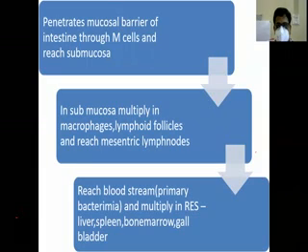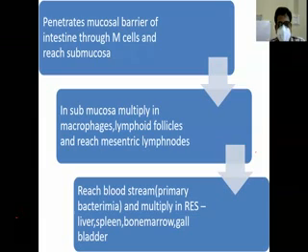You should know how it causes infection. First, it penetrates the mucosal barrier of the intestine through M cells and reaches the submucosa. In the submucosa, it multiplies in macrophages and lymphoid follicles and reaches the mesenteric lymph nodes. Once it reaches the mesenteric lymph nodes, via the bloodstream, that is called primary bacteremia, and multiplies in the reticuloendothelial system like liver, spleen, bone marrow, and gallbladder.